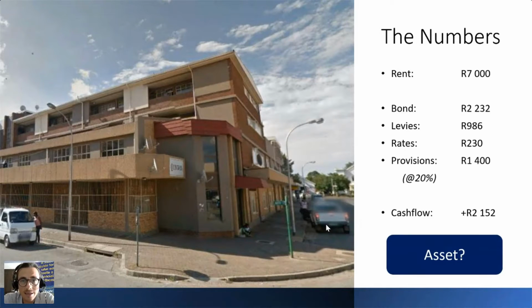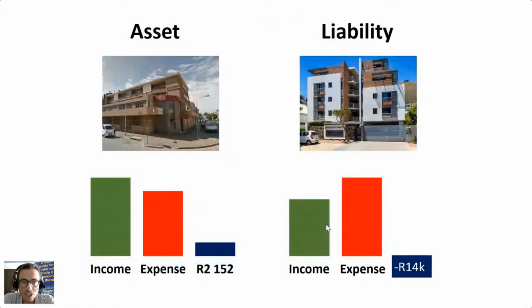Is this an asset? From a financial perspective, yes. From an emotional perspective, I guess if you're not living there, it probably doesn't have any emotional advantage, but this is a financial asset. Okay, so our property on the left is an asset in terms of the definition by Robert Kiyosaki, bringing money into your pocket. The right is a liability, taking money out of your pockets.